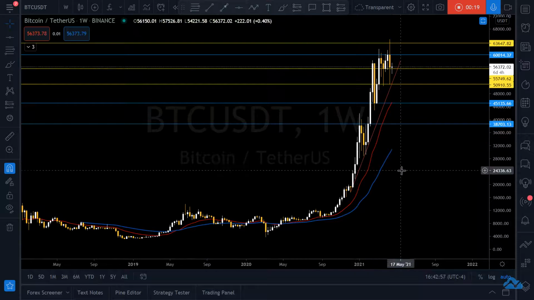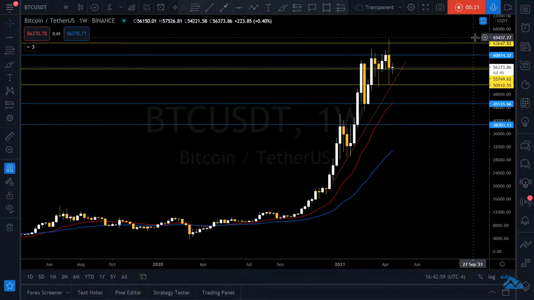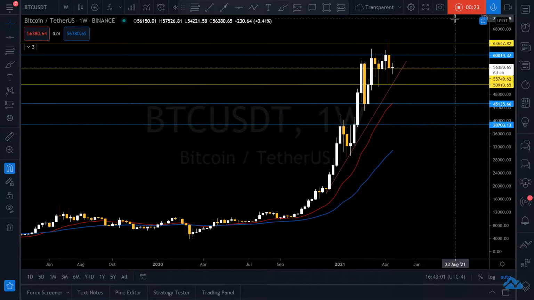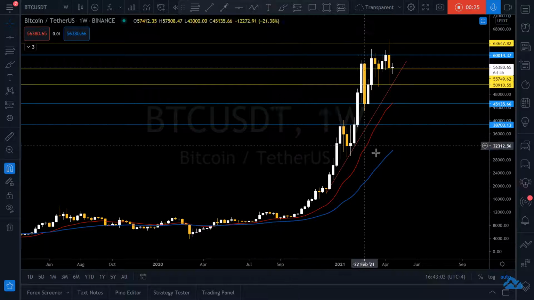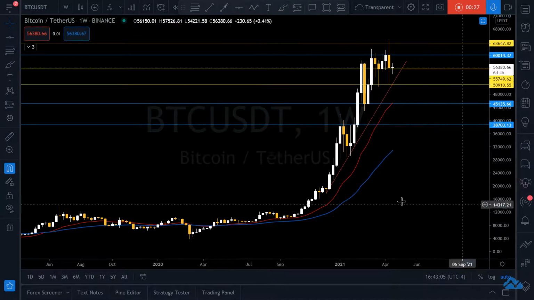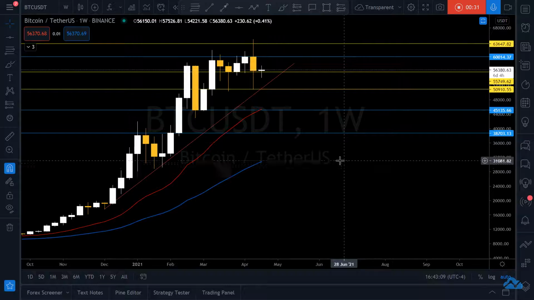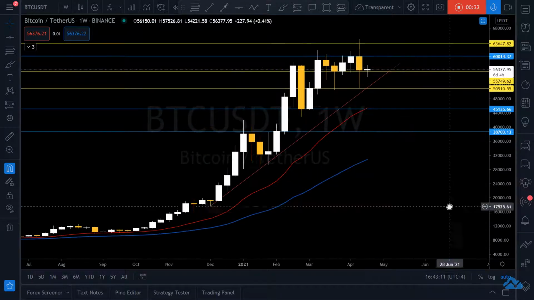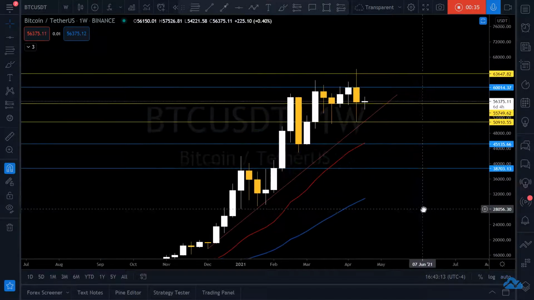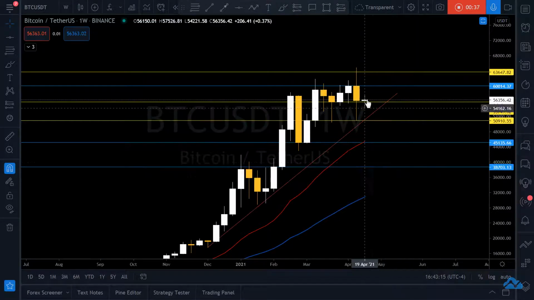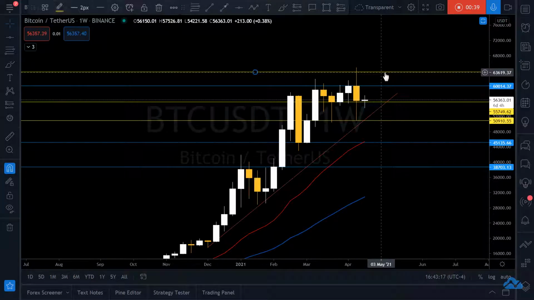Let's look at Bitcoin. I erased the ascending wedge. I erased the descending channel and all that good stuff. We need some fresh stuff. And I'm starting here at the weekly time frame, and I wanted to show you where I have my levels. Let me see.